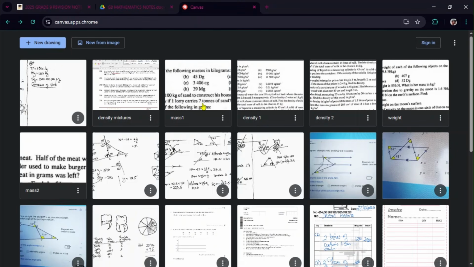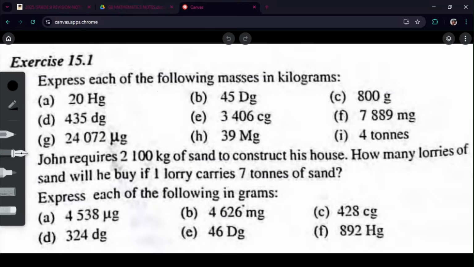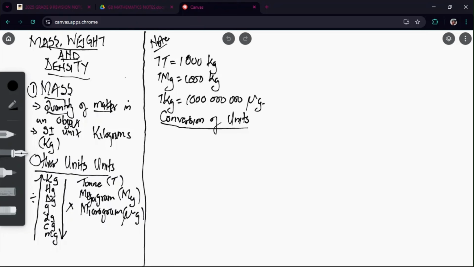If I pick just any of them here, for example this one, they are telling us: express each of the following masses in kilograms. So they want us to convert into kilograms. I can pick any of these. Let me pick 435 decigrams, and maybe 800 grams. They want us to convert into kilograms.